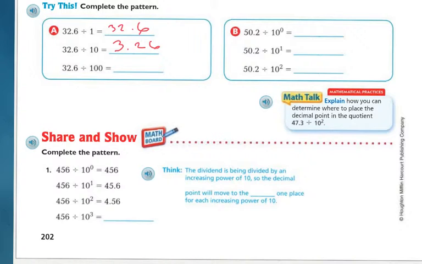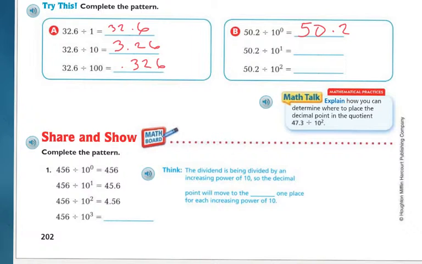Now I'm dividing it by 100, so now I'm going to move my decimal place over one more time. It's going to be 0.326. Okay, let's do the next one. It's the same thing. 10 to the 0 power is the same thing as multiplying it by 1. So I have 50.2, or 50 and 2/10, and it's going to be the same, 50 and 2/10.